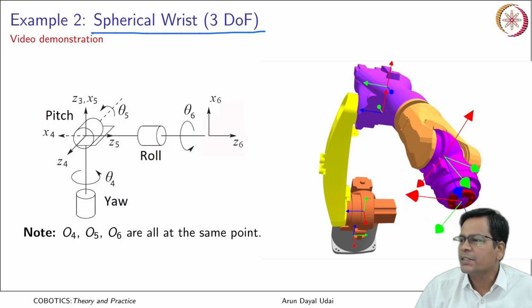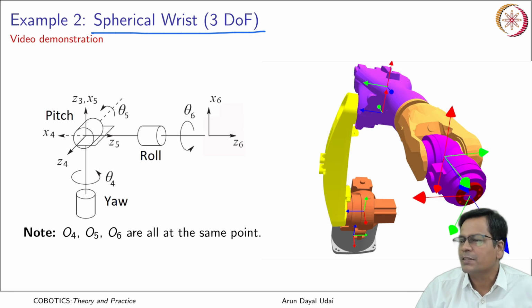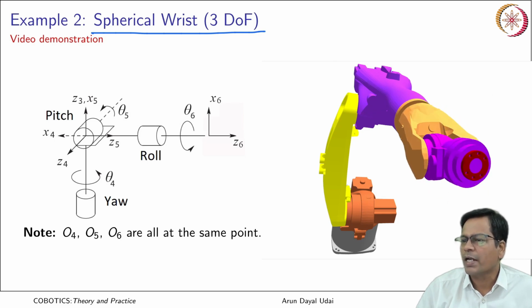The axis 4 is like this, axis 5 can take you like this, and finally axis 6 is the axis that moves the flange. Finally this attaches the tool. This is where the grippers are attached. So if I remove all the frames here, you can see that this is axis 4, this is axis 5 and axis 6.